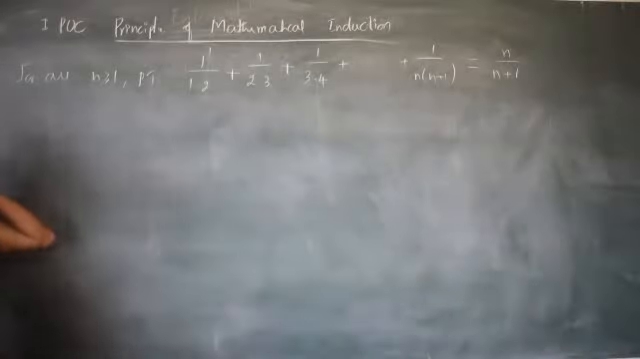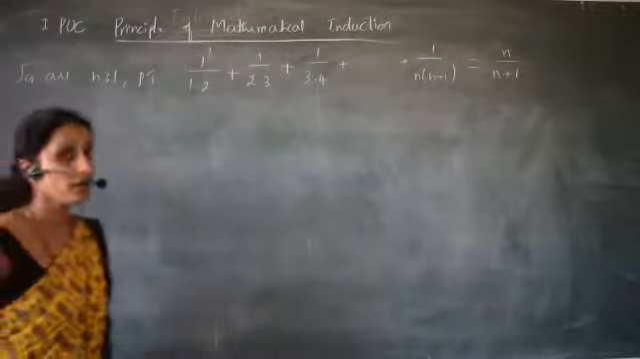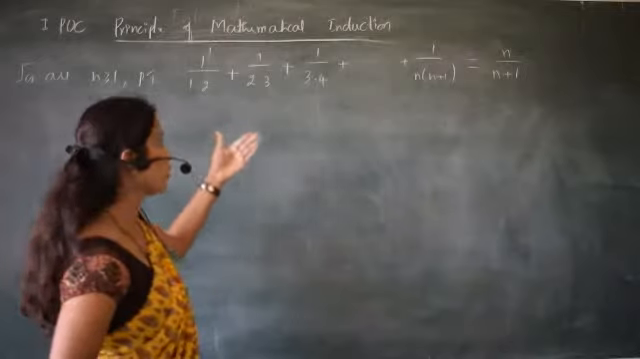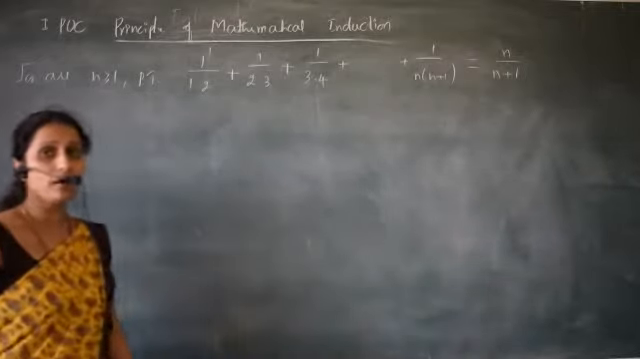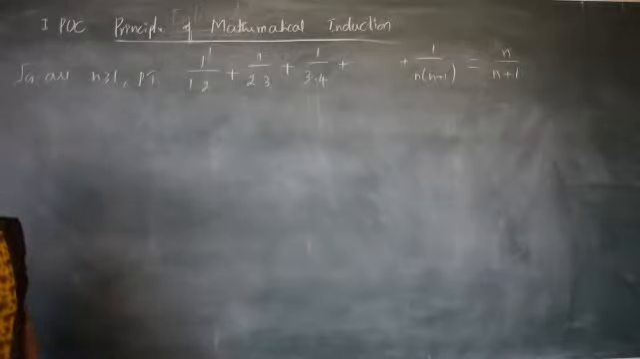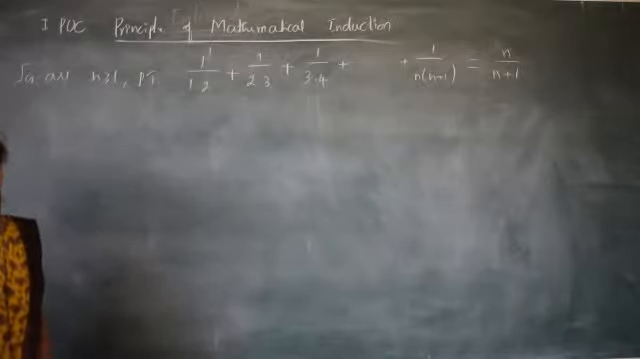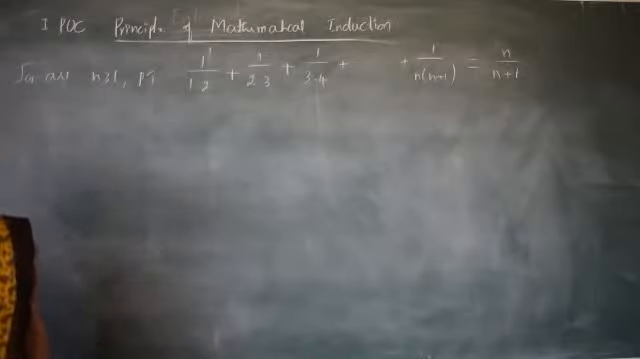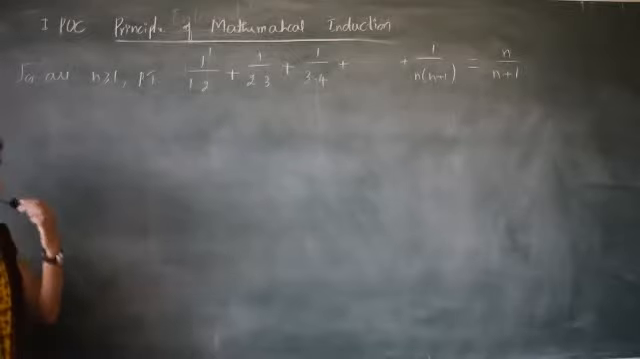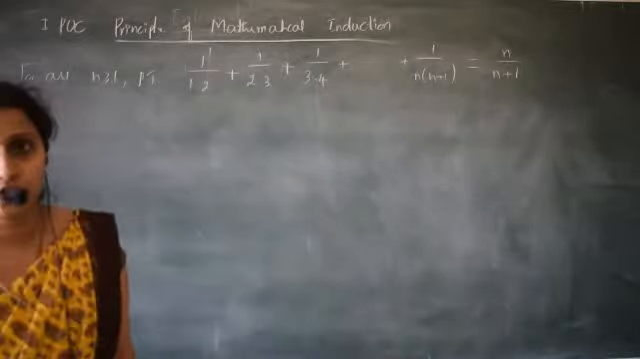Next problem in the principle of mathematical induction. For all n greater than or equal to 1, we have to prove that 1 by 1 into 2 plus 1 by 2 into 3 plus 1 by 3 into 4, so on up to 1 by n into n plus 1 is equal to n by n plus 1. So this is one more problem to prove using the principle of mathematical induction.